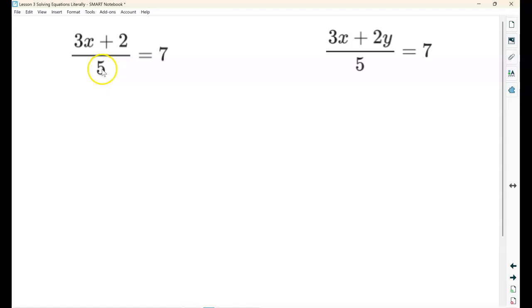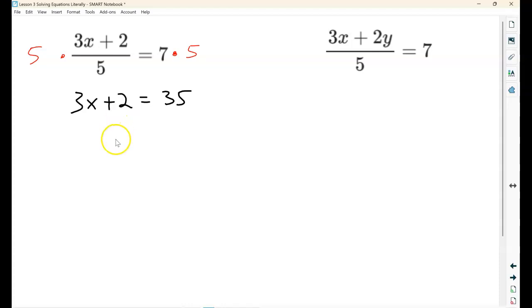So first we want to remove this 5, and we do the opposite of division, which would be multiply by 5 on both sides. Once we multiply by 5 on both sides, we got 7 times 5, and here we have 35. On the left side, we bring down this 3x plus 2, and the 5's cancel out, leaving just 3x plus 2.